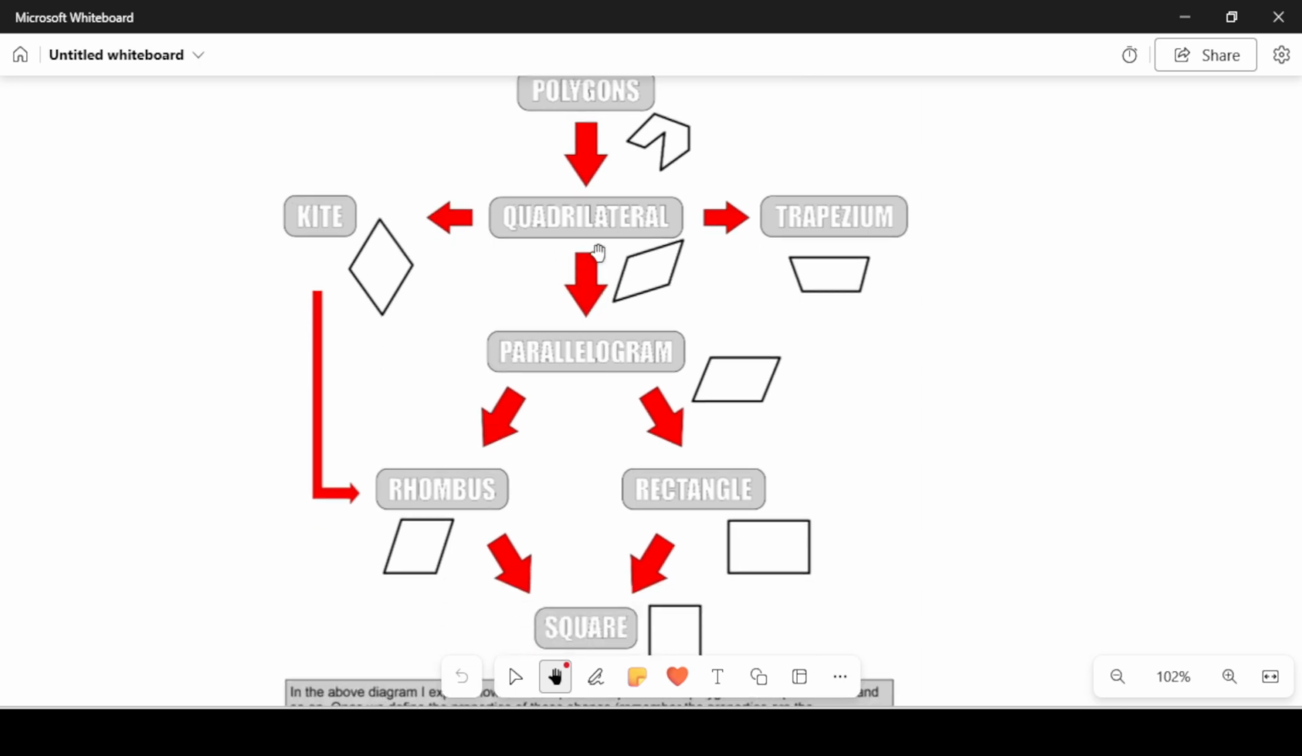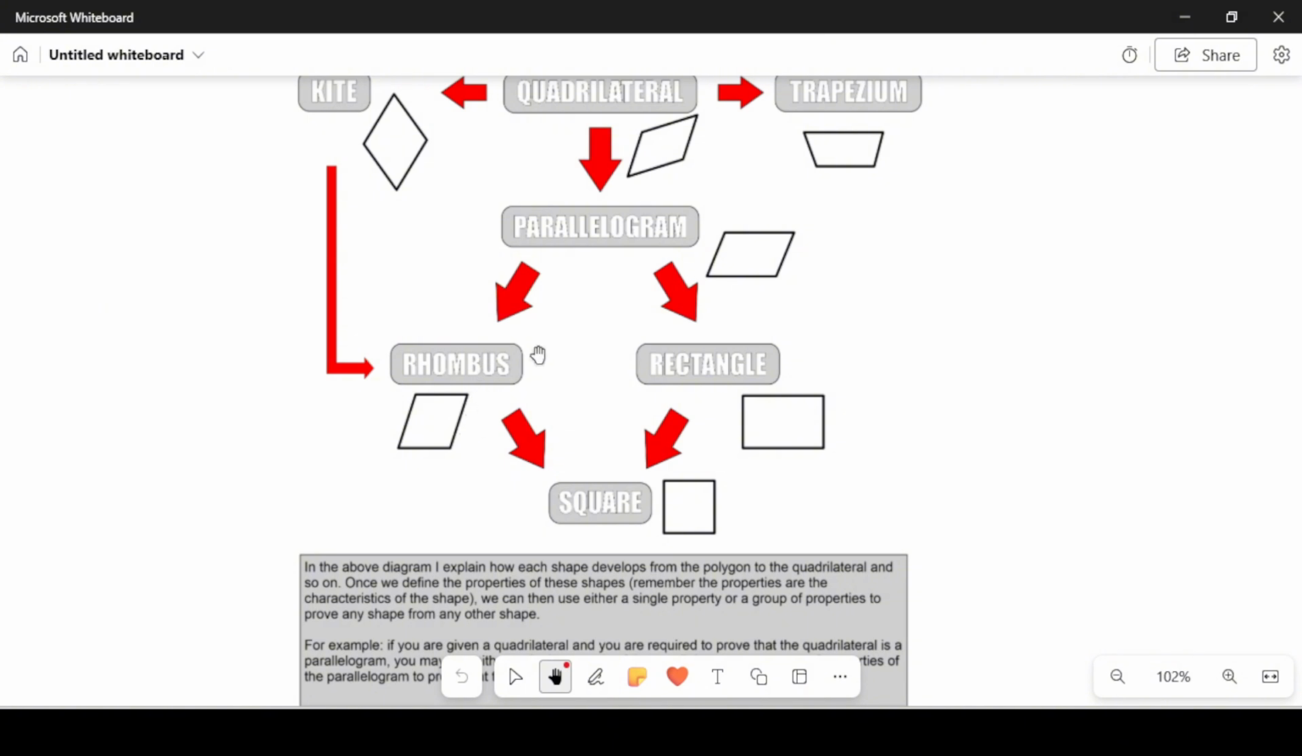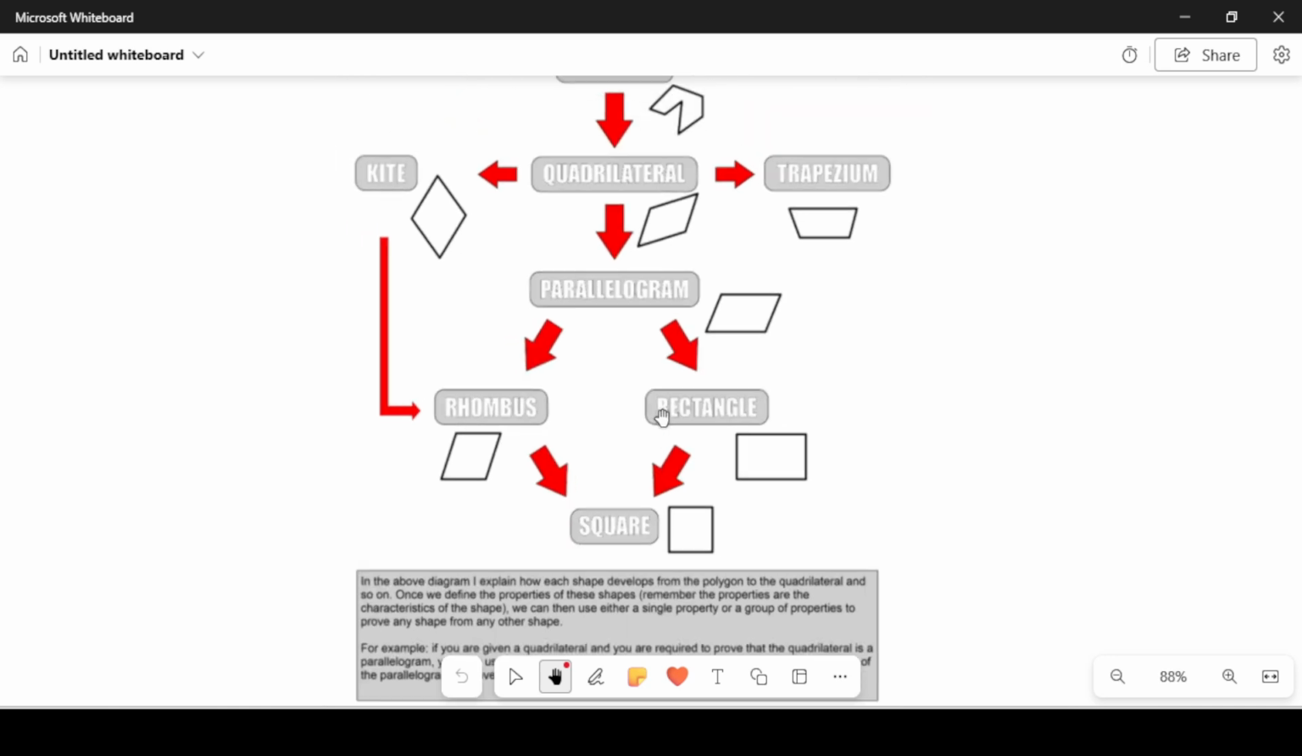From there, under a quadrilateral, a parallelogram is born, right? Which has both pairs of opposite sides parallel and equal, right? We'll get to that when we understand the properties of the shapes. Then from a parallelogram, we have what we call a rhombus and a rectangle. From a rectangle, we get a square, and from a rhombus, we get a square. Now, what this diagram illustrates, it shows you how the shapes are born.